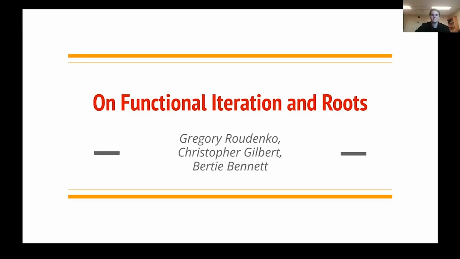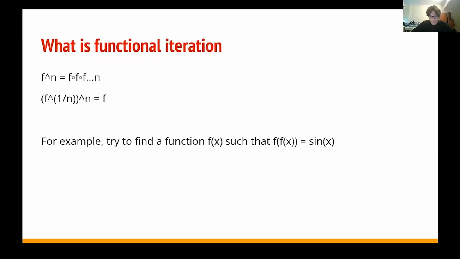Basically, in this project, we expanded on the idea of functional iteration. If you take a function f, you can compose it n times, and you get something called the nth iterate of f. The idea is, instead of just iterating it 1 time or 2 times or 3 times, an integer number of times, we wanted to explore what would happen if you tried iterating a fractional number of times. For example, a half.